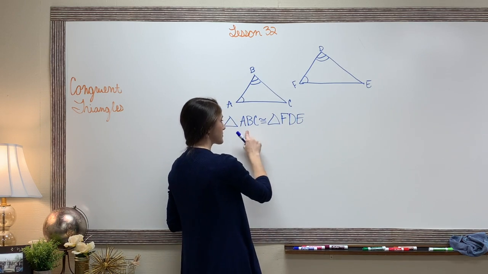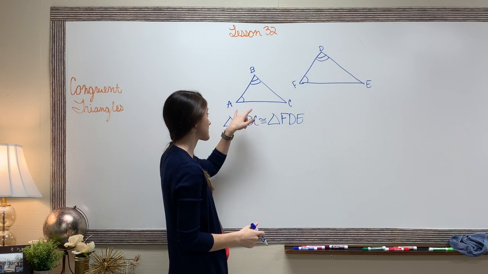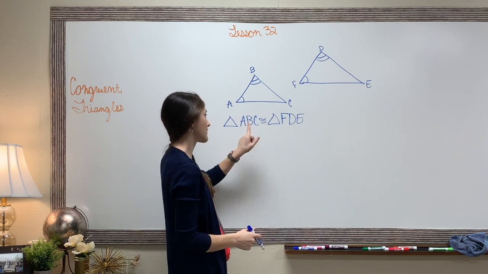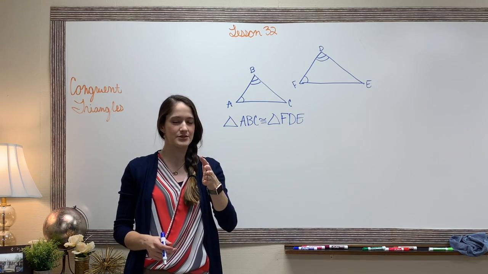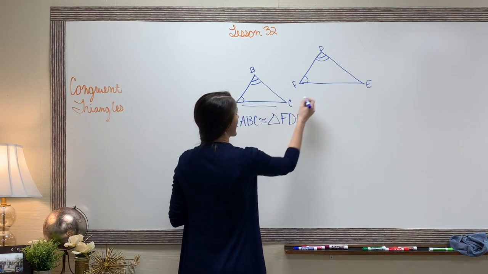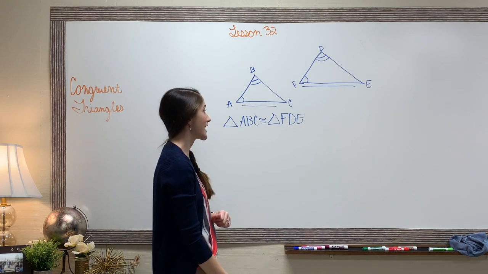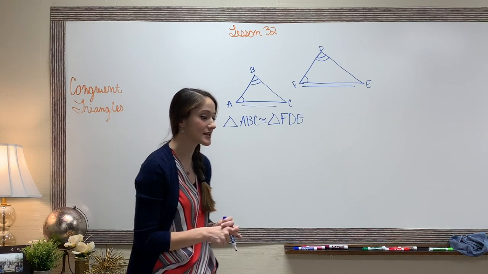So it's important to remember that we list them in the same order because that tells us also this angle is congruent to F, B is congruent to D, and C is congruent to E. So that's an important thing to remember. Don't forget that. Also, don't forget that these corresponding sides are congruent as well. And that's going to come into play as we talk about this lesson.